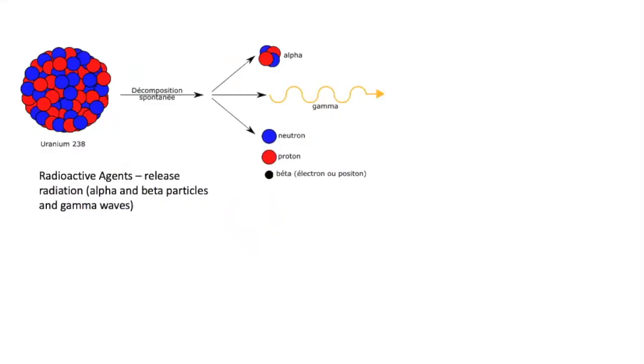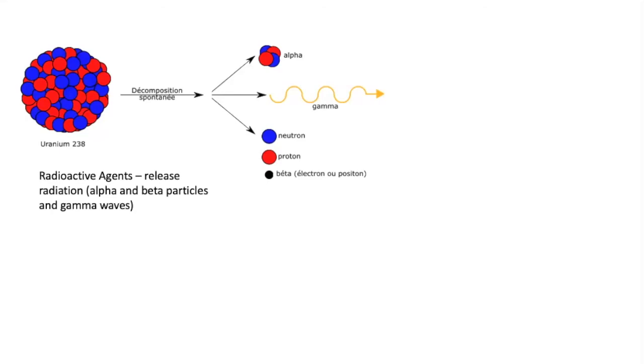Chemical mutagens interact with and have mutagenic effects on DNA both directly and indirectly. There are three main types of chemical mutagens. We have radioactive agents that release radiation such as alpha particles, beta particles, and gamma waves, and these are able to penetrate the cell and interact with the DNA bonding and create disruptions to the DNA.